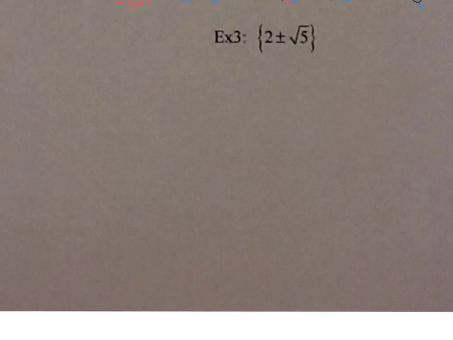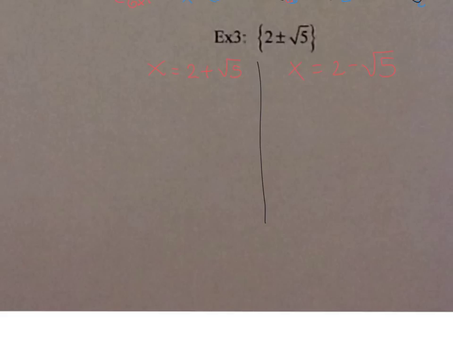Okay, so let's take a look at number 3. I'm going to take my two factors, 2 plus or minus the square root of 5, and I'm going to set each one equal to x. So I have x is equal to 2 plus the square root of 5. And I have x is equal to 2 minus the square root of 5.